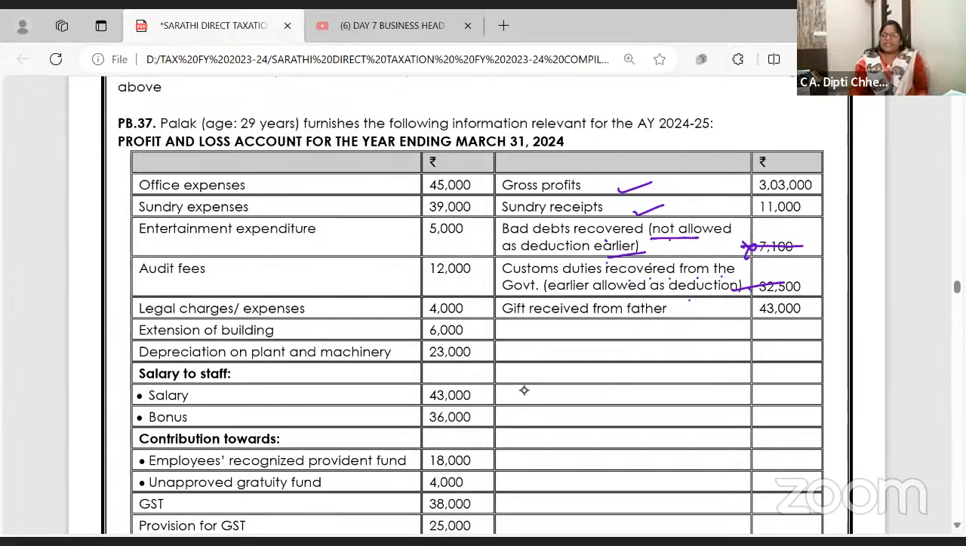So custom duty, is it business income? Yes. What should I do? Nothing. Are you all with me? किसी को कोई doubt है? No doubt, all clear, then comment, no? Why have comments stopped now?